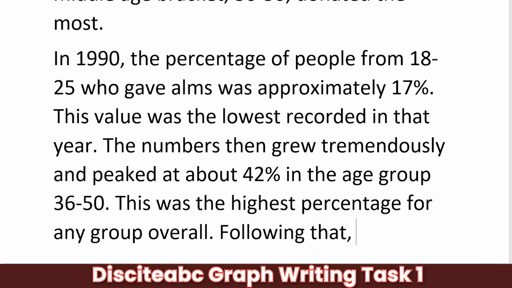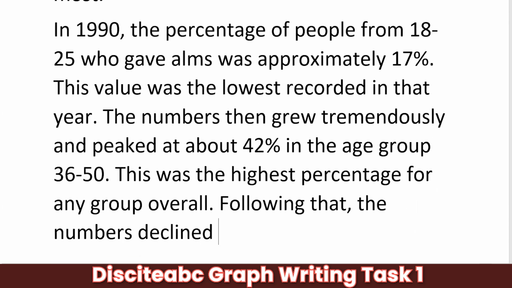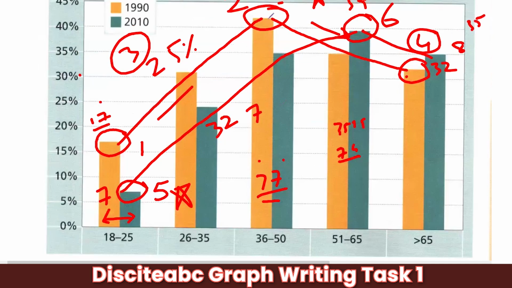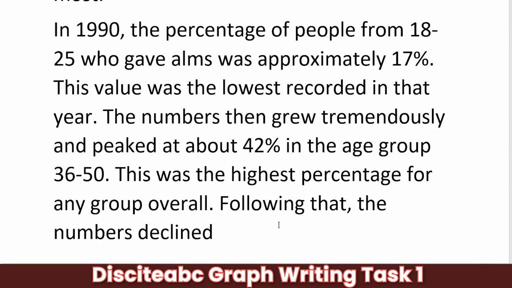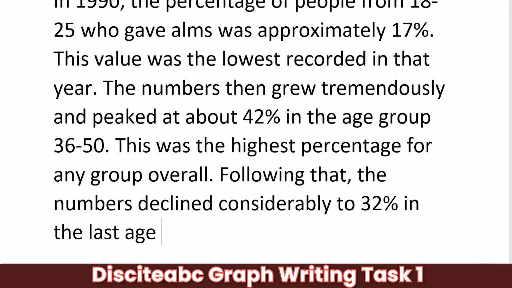Following that, the numbers declined. Now, how did they decline? Sharply? I don't know. I don't think it's sharp. They did decline though, from 42 to 35 and then to 32. It's not huge, but it's not minor. So what would we say? The numbers declined considerably to 32% in the last age category.